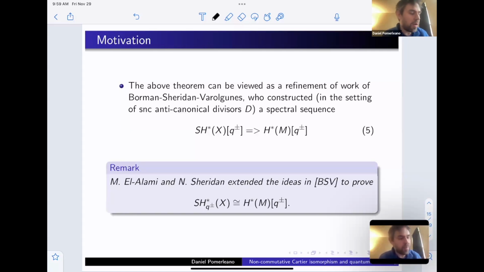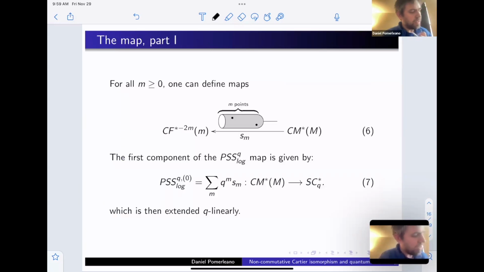So right. On the other hand, one should say that their divisors are allowed to be quite a bit more general than ours in that they allow SNC, which means simple normal crossings. So yeah. So right. So we kind of just try to write down a map between the different things. It's kind of the most standard Floer theory way to do things.